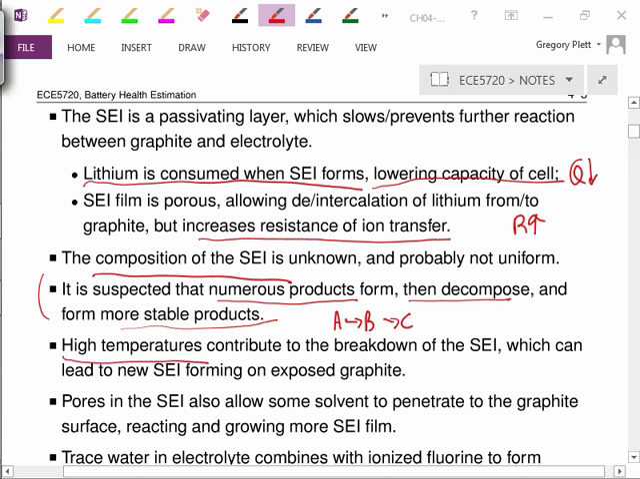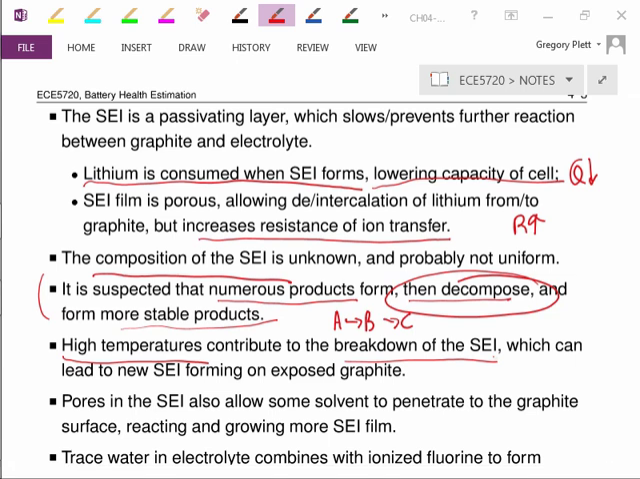One of them is high temperatures. High temperatures cause chemical reactions to happen more quickly, and if there is a decomposition reaction that's happening anyway, that's just going to happen faster. And so that can break down the SEI layer and actually leave holes in the SEI layer where more graphite is exposed. The SEI just disappears and there's graphite exposed. Then the solvent immediately reacts with the graphite and causes more SEI to form at that point. Again, lithium is lost, resistance increases.